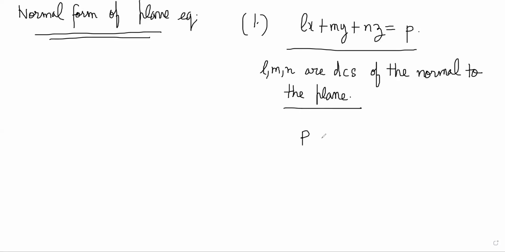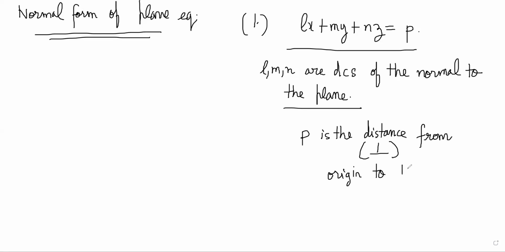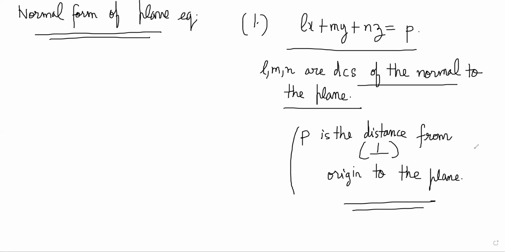And P is the distance, or perpendicular distance, from origin to the plane. You need to know these things, what is what, otherwise it will be totally confusing. In this version of the plane equation, L, M, N stand for direction cosines of the normal to the plane, and P is the distance from origin to the plane, right?